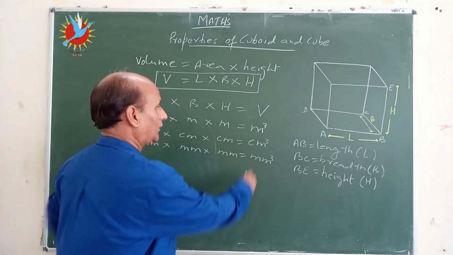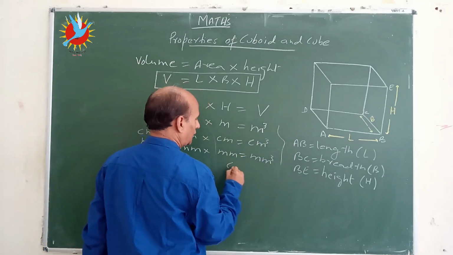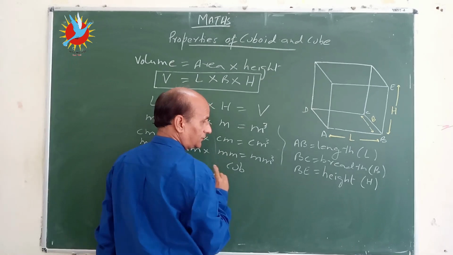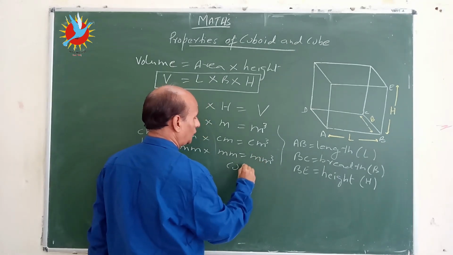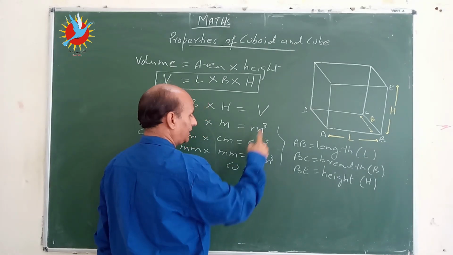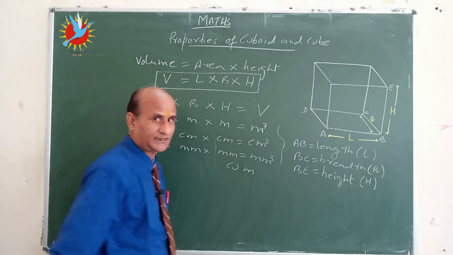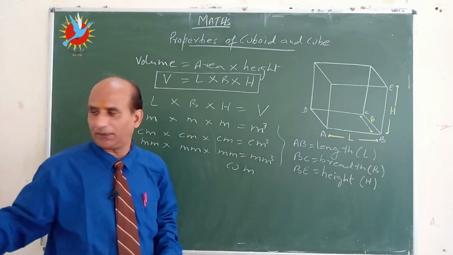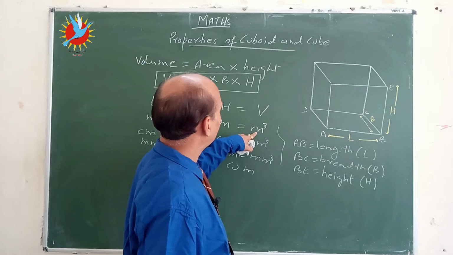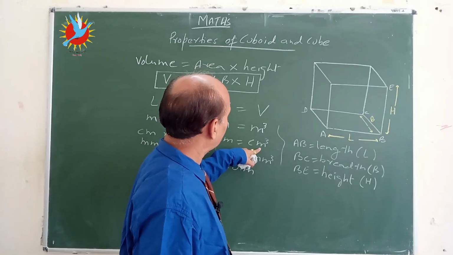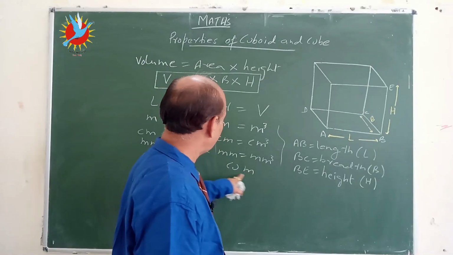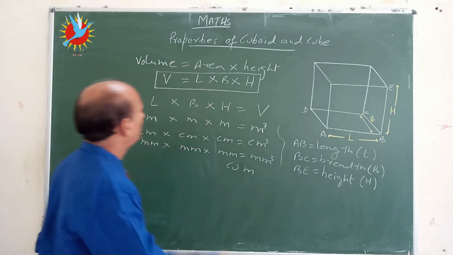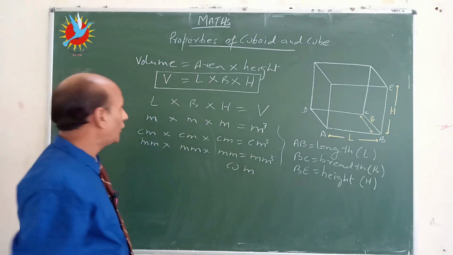You can also write these units as cubic. You can use the words cu meter for cubic meter and cu centimeter for cubic centimeter, and so on with millimeters. So either you can use meter cube, centimeter cube, millimeter cube, or write in this form. So this is the method of finding the volume.